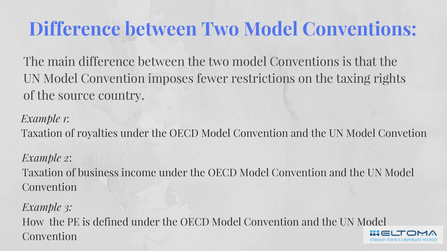Furnishing services under the United Nations Model Convention constitutes a permanent establishment if services are rendered for 183 days or more in the jurisdiction, and under the OECD Model Tax Convention, a permanent establishment is deemed to be created only if services are provided through a fixed place of business, normally for more than 6 months. So that's the major difference between the two conventions.